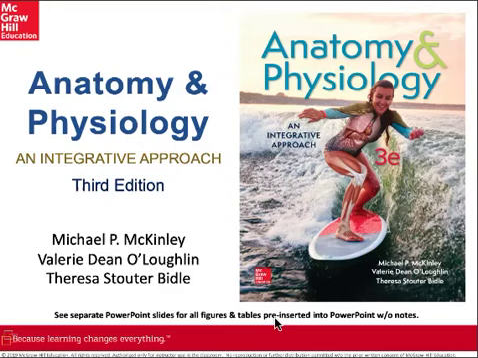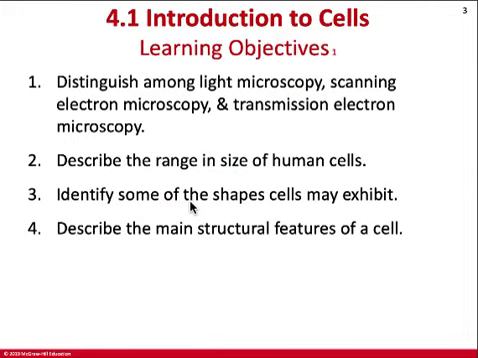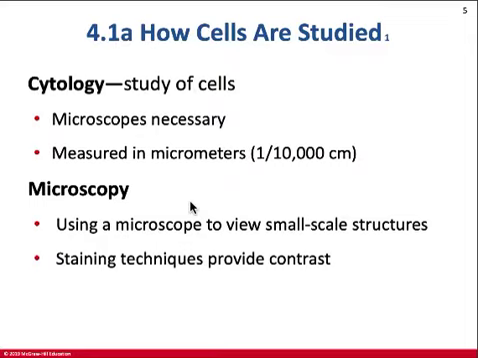All right, welcome everybody. This is the fourth chapter in A&P, third edition, McKinley, O'Loughlin, Middle, and this deals with cell biology, which is the smallest unit of living matter. Okay, so the objectives are listed here. Cytology is an example of microscopic anatomy and physiology.